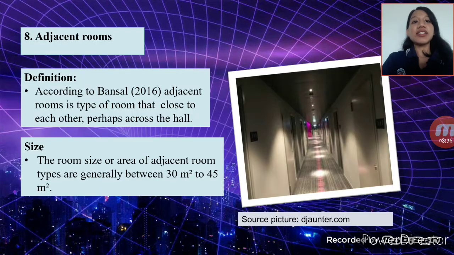Next is adjacent room. According to Bansal 2016, adjacent room is a type of room that is close to each other, perhaps close to the hall. The room size or area of adjacent room type is generally between 30 meters square to 45 meters square.